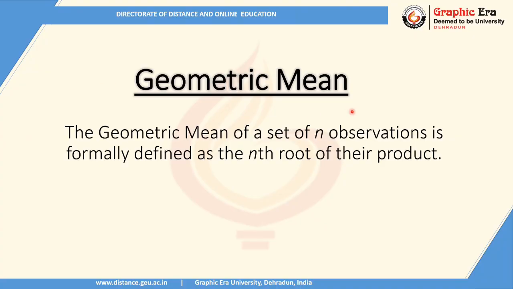Now come to the geometric mean. The geometric mean of a set of n observations is formally defined as the nth root of their product. If there are n observations, then its geometric mean will be the nth root of the product. If we have x1, x2, x3, x4 as the data, then the geometric mean will be the fourth root of x1 into x2 into x3 into x4.